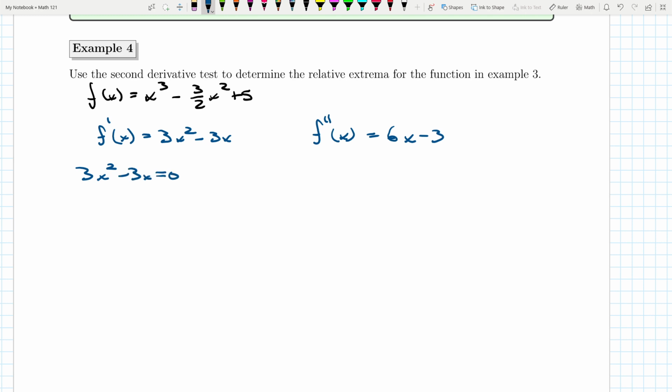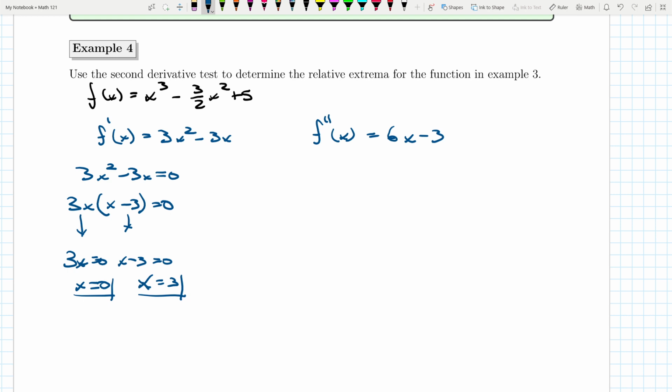to find the critical values. We're not going to use the hypercritical values, but the critical values. So factor out this polynomial: 3x times (x minus 3), set equal to 0. From here we get 3x equals 0 and x minus 3 equals 0, for which x equals 0 and x equals 3 as the critical values. So this is what we are going to do: we will plug in the critical values, that is, the values that make the derivative equal to 0, in this case x equals 0, into the second derivative.